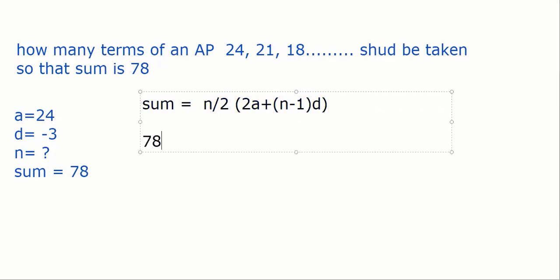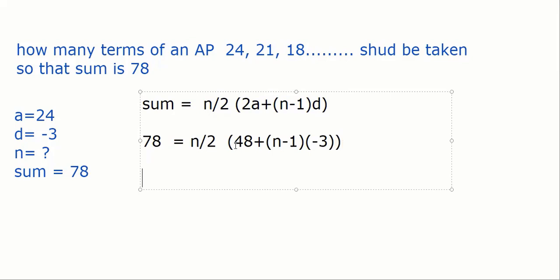Sum is given as 78. N we have to find out. So 78 is n by 2 into 2 times a, which is 48, plus (n minus 1) into d, which is minus 3. Now n by 2, the 2 goes to the left side, so 78 into 2 is 156. And it will become 48.